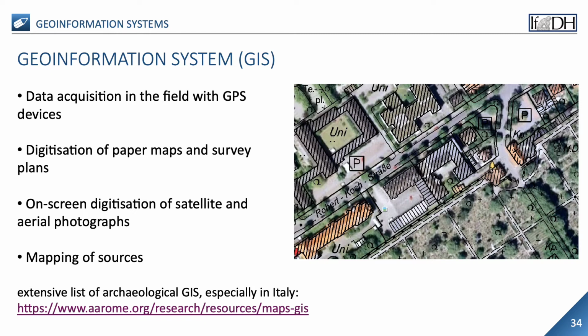In addition, paper maps and survey plans must be digitized. However, satellite and aerial photographs can also be digitized on screen. The sources are then mapped onto each other so that the result is that the photos and maps are on top of each other on different layers and are georeferenced, as shown here in the illustration. For many sites, this work has already been done, and a comprehensive list of archaeological geoinformation systems, especially in Italy, can be found in the link given.